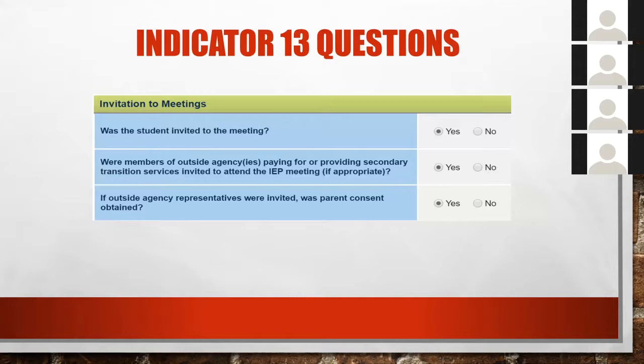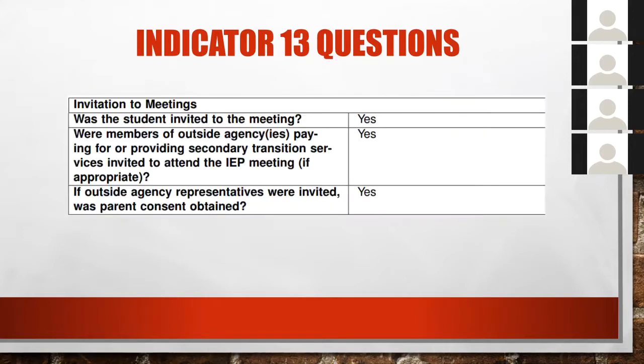So we've had some questions, people are hesitant to mark no on the third question because they're saying, oh, parent consent. But I just want to assure you that the only way you would not be in compliance is if you marked yes on the second question and then you turned around and marked no on the third question. That would not be in compliance. I just want to clarify that because we have had a lot of questions.